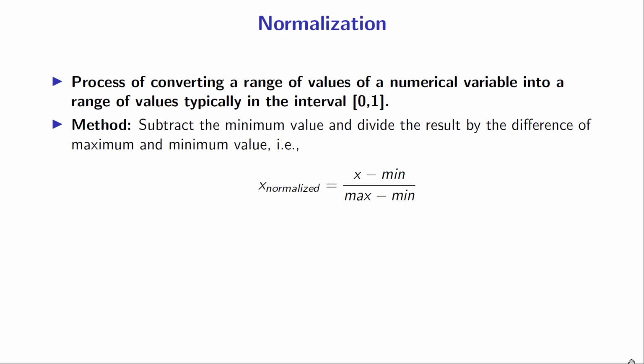Now whichever value x we have to normalize, we first subtract the minimum value from x and we divide it by the difference between max and min value. So that's how we perform normalization.